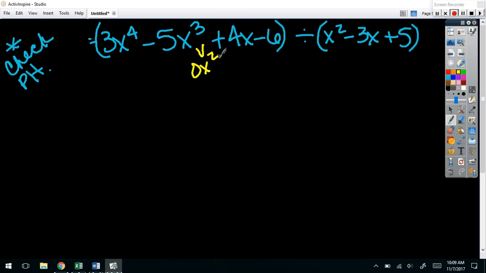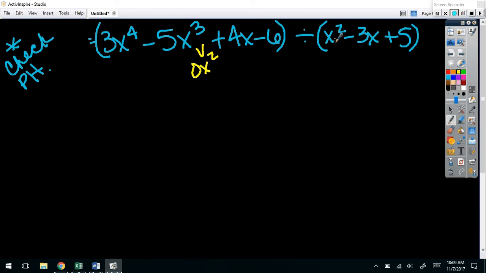Two on the other side of the equation. No, because this is being divided by. I don't have an equation here yet because there's no equal sign.